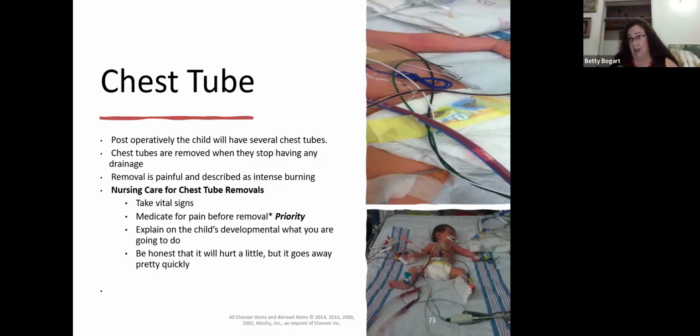So, knowing that, how are you going to teach a child that you need to take out a chest tube? Number one, be honest, let them know it's going to hurt, but you'll do everything you can to help them be as little as possible. And it's only for a little while, it's not going to last a long time. And you'll hold their hand. Another thing, you're going to take their vital signs for baseline, medicate them. That's why you take vital signs, and then explain it on their level. And then when you're done, you take vitals again because you've given medicine.